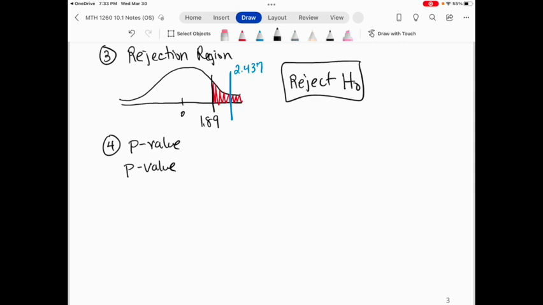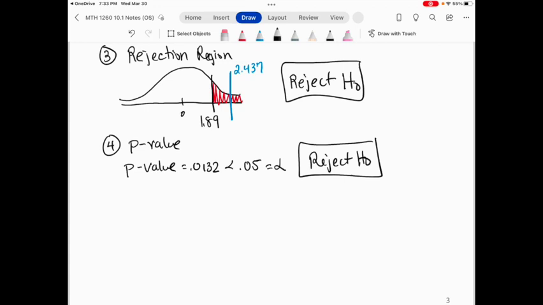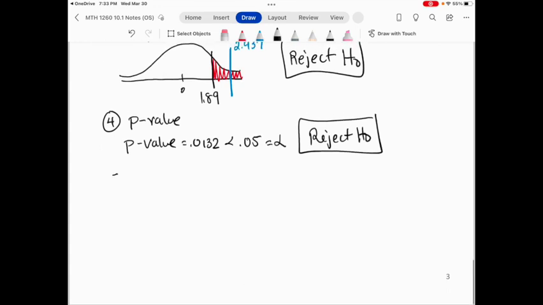In step 4, we're going to use the p-value method. Now, the p-value that we got on the calculator, we got 0.0132. And we want to check that against our alpha level. This is certainly smaller than 0.05, which is our alpha. And whenever our p-value is less than our alpha, we say reject the null hypothesis. So all we have to do now is write our conclusion.